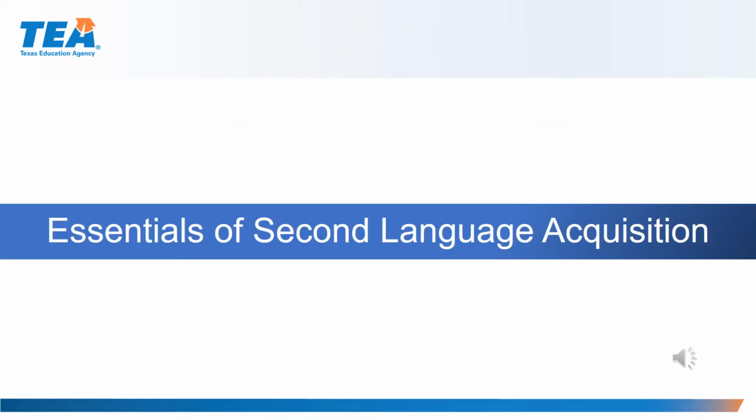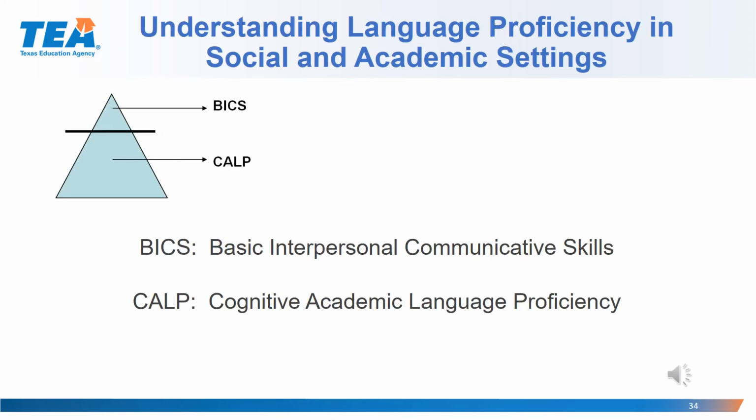District and campus administrators, as well as teachers, should understand the essentials of the second language acquisition process. Understanding language proficiency in social and academic settings. In 1981, Canadian professor and researcher Jim Cummins introduced these terms. The triangular graphic represents his iceberg model and shows two types of language proficiency: social, the visible portion above the water's surface, and academic, the submerged portion. Both types of language proficiency are important for academic success.